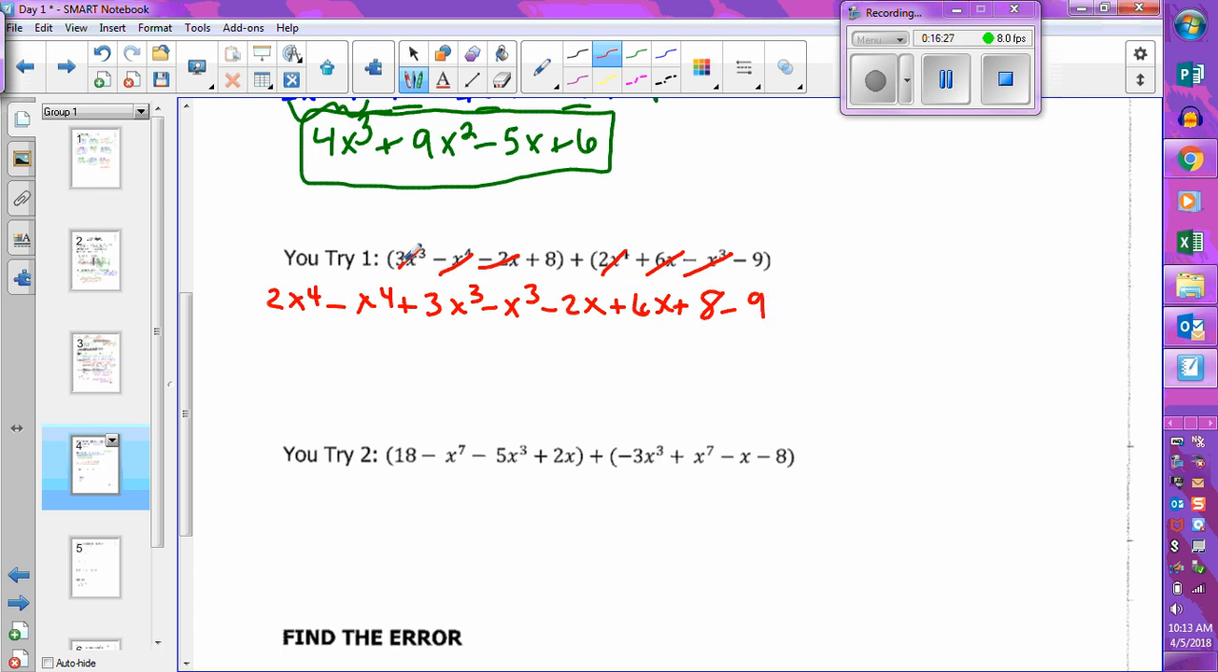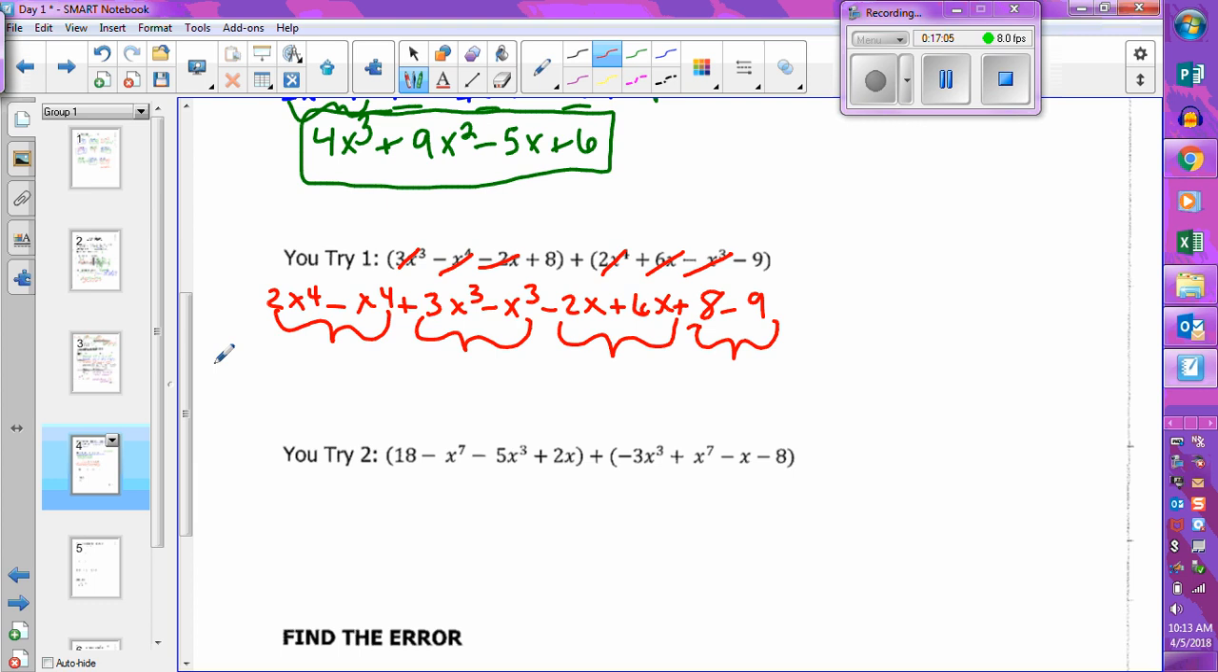Now, at this point, based off of what we've done before, you should be able to combine your like terms. I'm going to kind of just make it easy for you so you know which should be combined. Remember to look at your signs. These should be combined. These should be combined. And these should be combined. You have to look at the sign in front of your term. This is a positive 8. This is a negative 9. This is a negative 2x, a positive 6x, and so forth when you're combining your like terms.